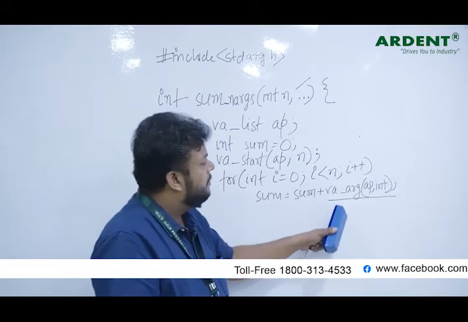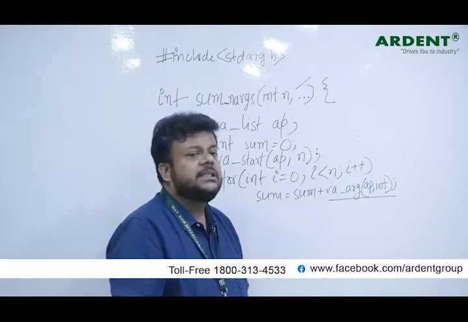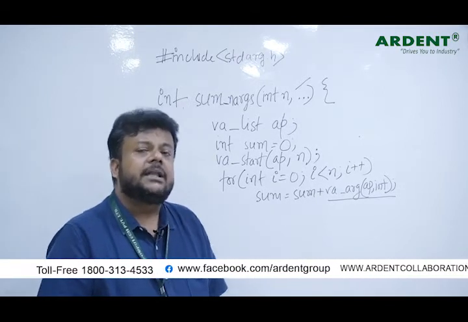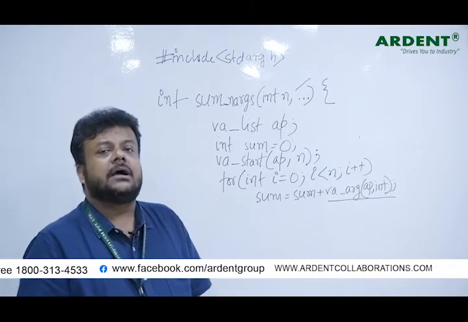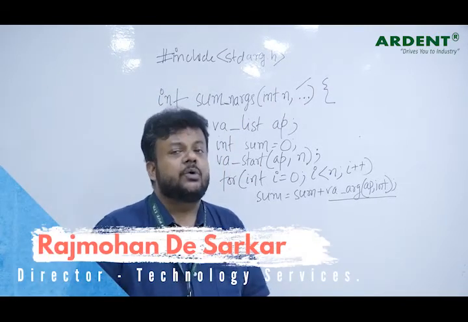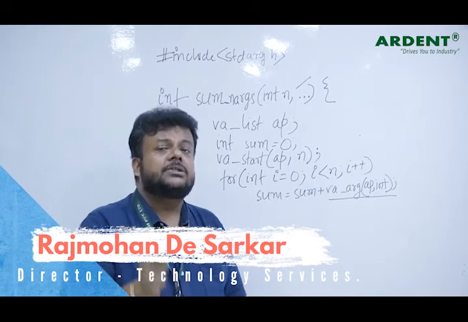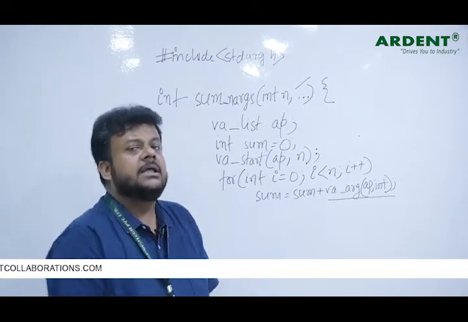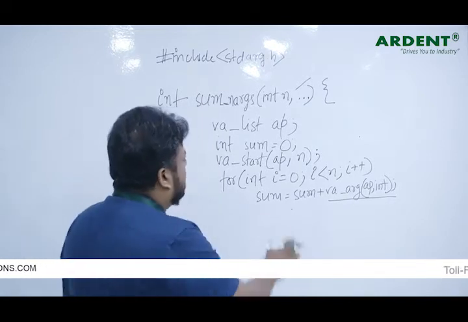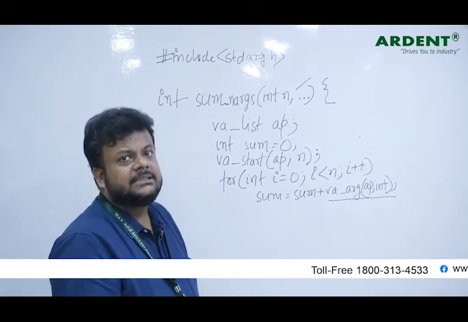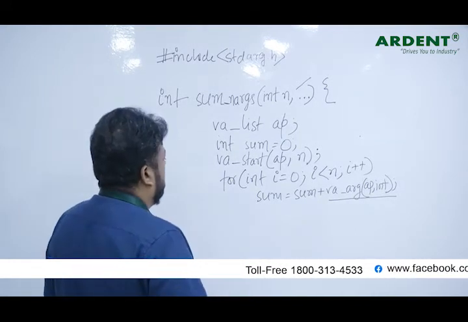If you observe here, we are in no way changing the pointer ap. The pointer will move automatically to the next unnamed argument after it returns the current argument. So what can I summarize? va_arg returns the current argument and moves the pointer to the next argument. So what will sum contain? The sum will contain the sum of all the unnamed arguments in the list.